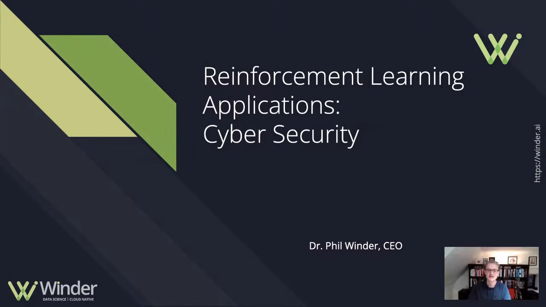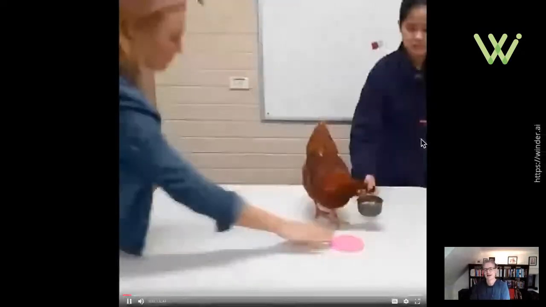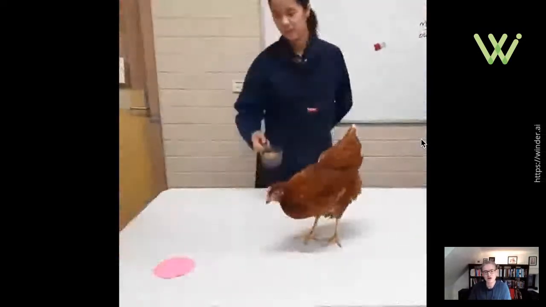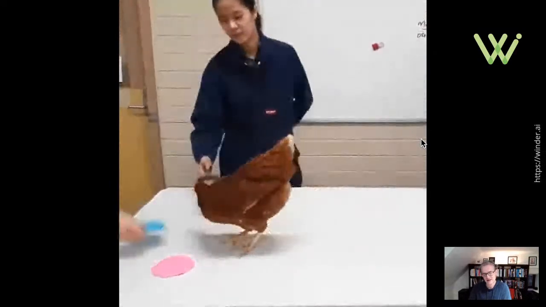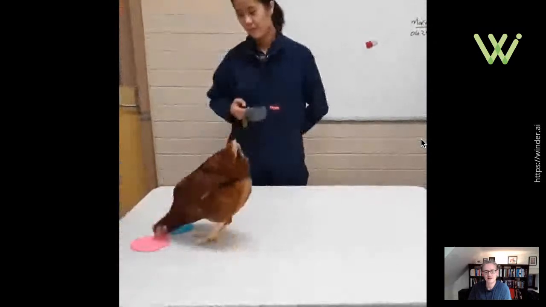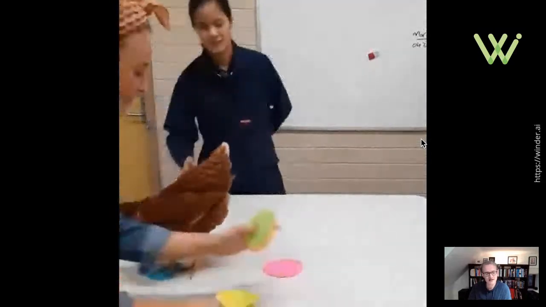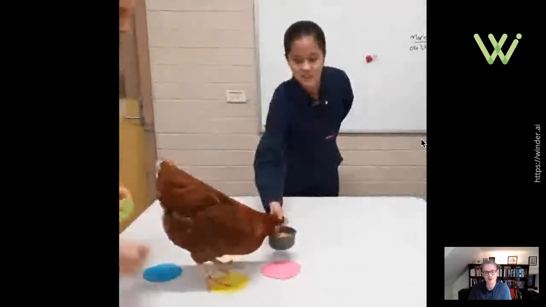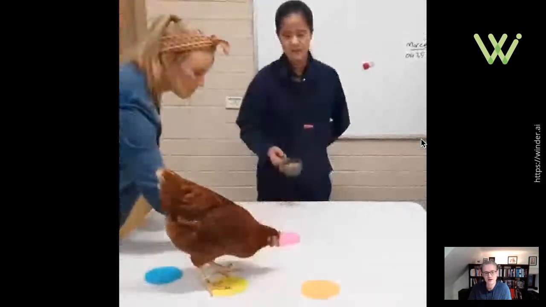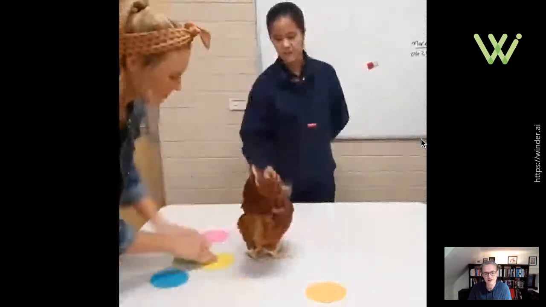Another example that I like to use is this video of a chicken. In this example, researchers are placing a pink dot on the table for a chicken to peck at. Every time the chicken touches the pink dot, it is given a reward. You see just then it almost touched the blue dot, but it didn't, and it didn't get a reward. And whenever it touches the pink dot, it does get a reward.